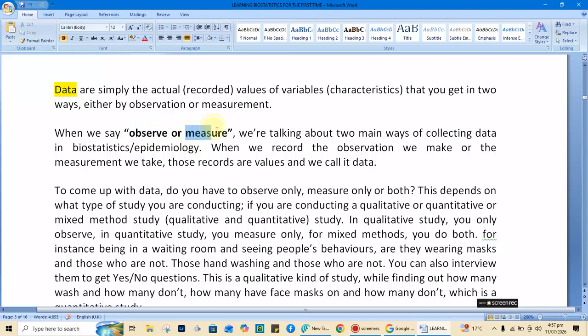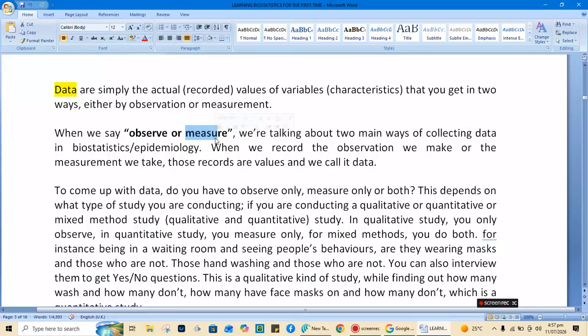Now when you use instruments to measure what you want to measure, for example blood pressure or temperature, or when you want to measure weight, you do it using instruments. You are involved, and then you record the weight. That weight, height or blood pressure that you record is data through measurement. Any data that you get through measurement is what we call quantitative data.